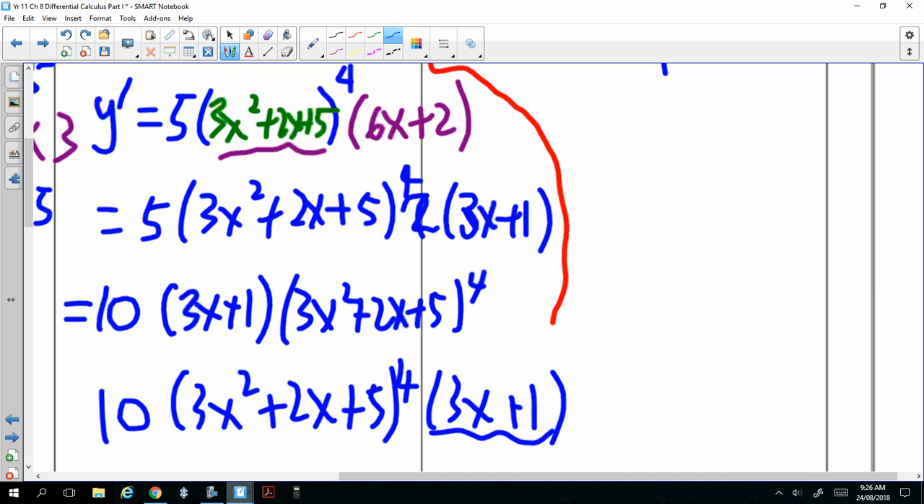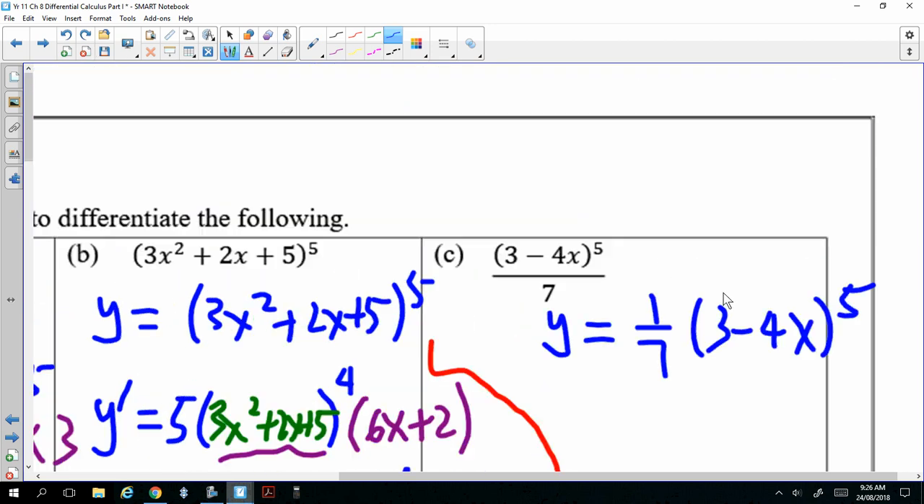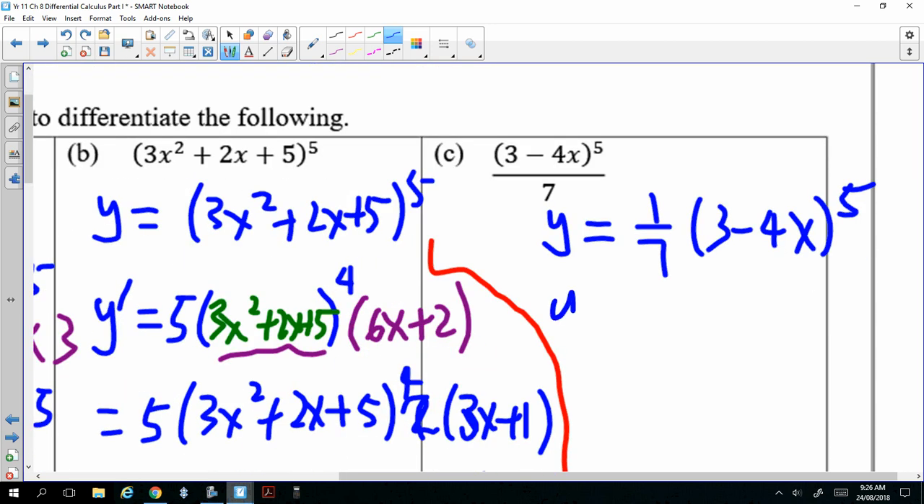Okay, good. All right, next question. Let's do y dash. So you just bring this 5 down. 5, 3 minus 4x power of 4.